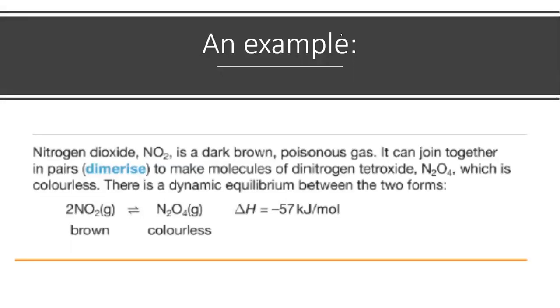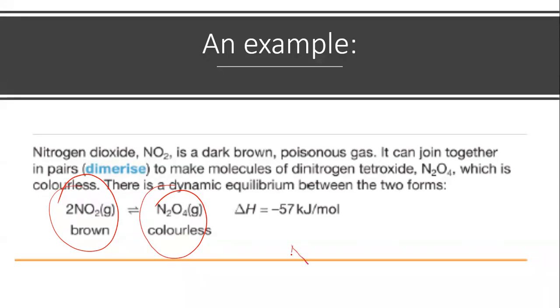So let's go ahead and take this particular example. This is your nitrogen dioxide, and this is your nitrogen tetroxide. Your nitrogen dioxide can join together with each other to give you nitrogen tetroxide. Nitrogen dioxide is brown in color. Nitrogen tetroxide is colorless. Now, let's go ahead and discuss what will happen.